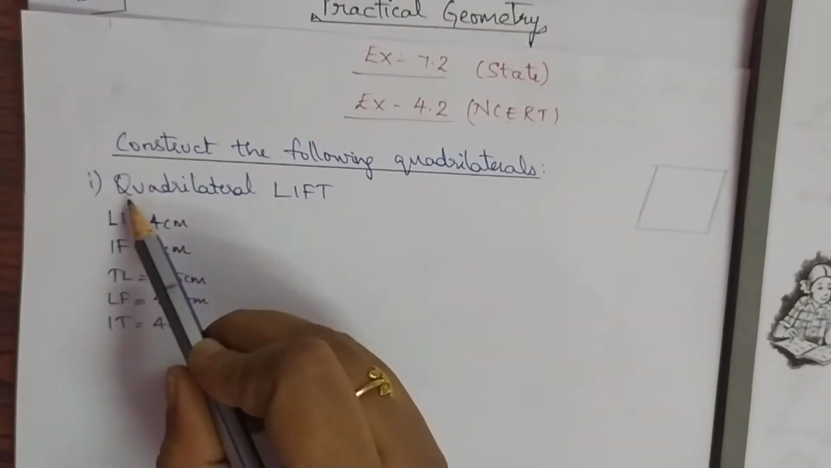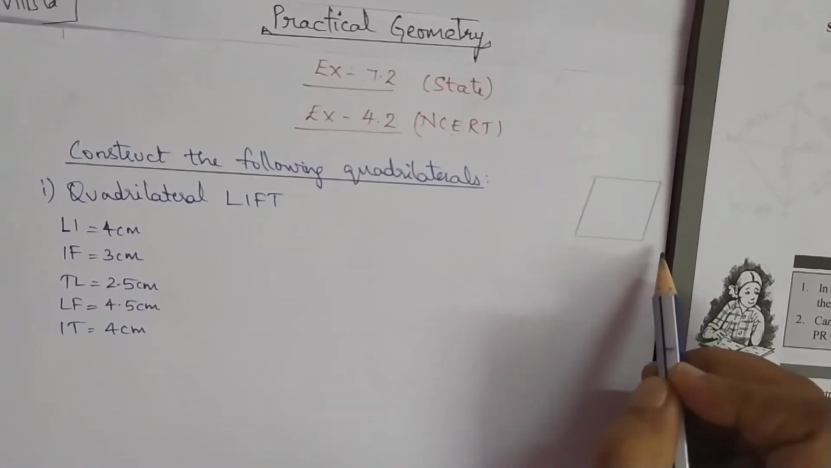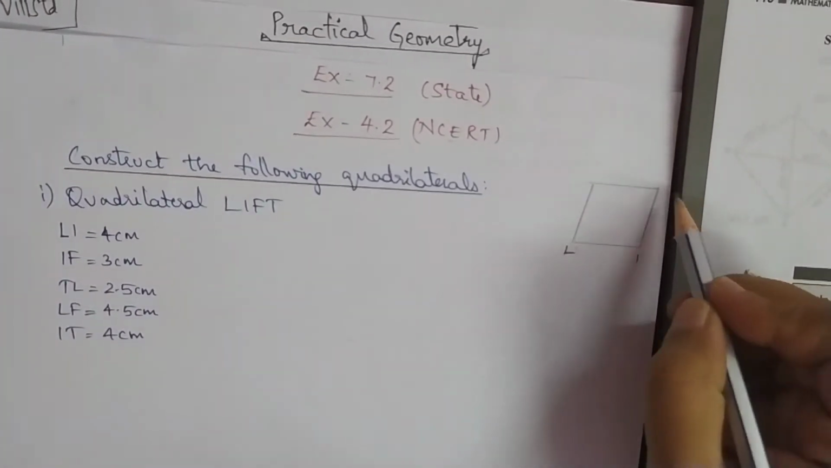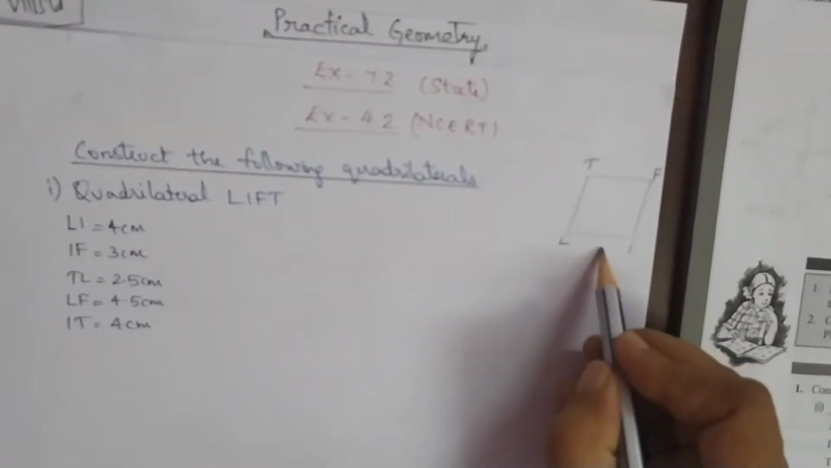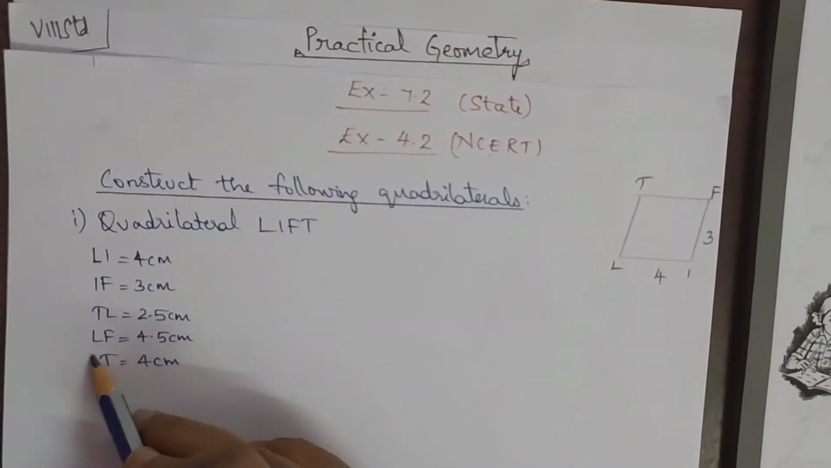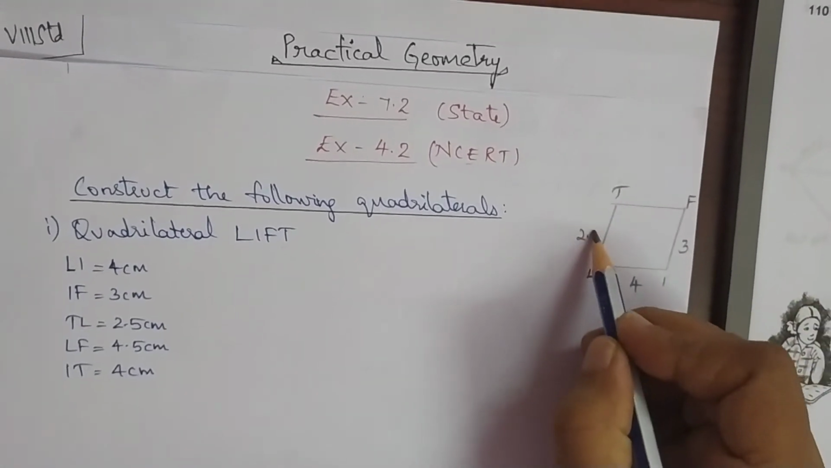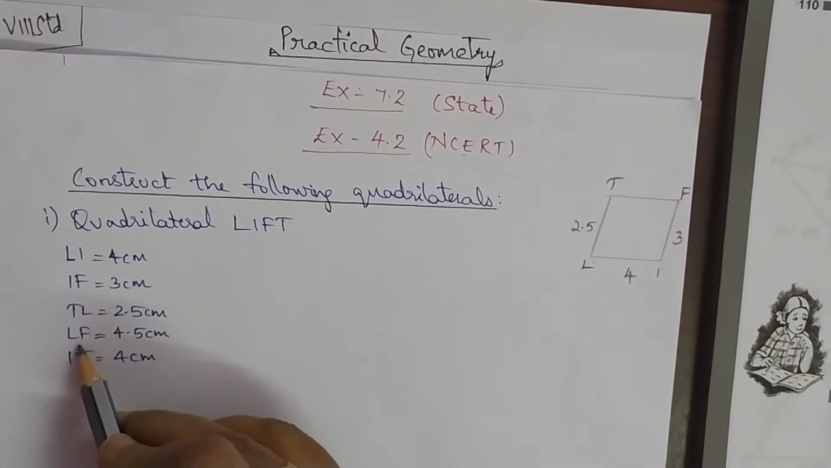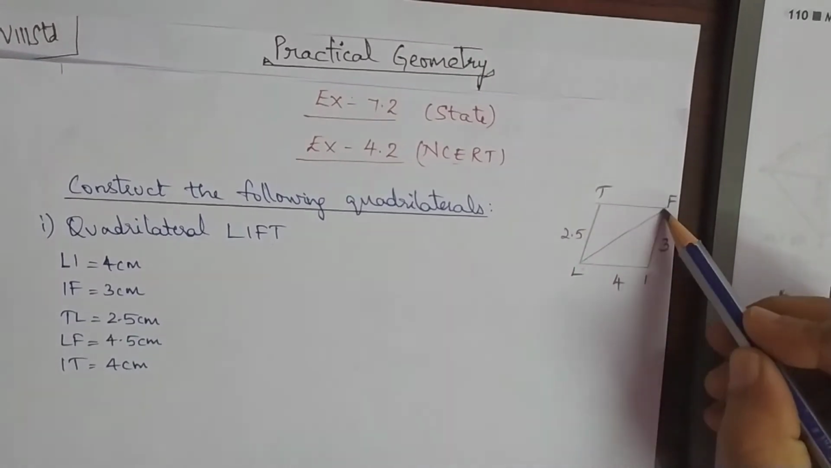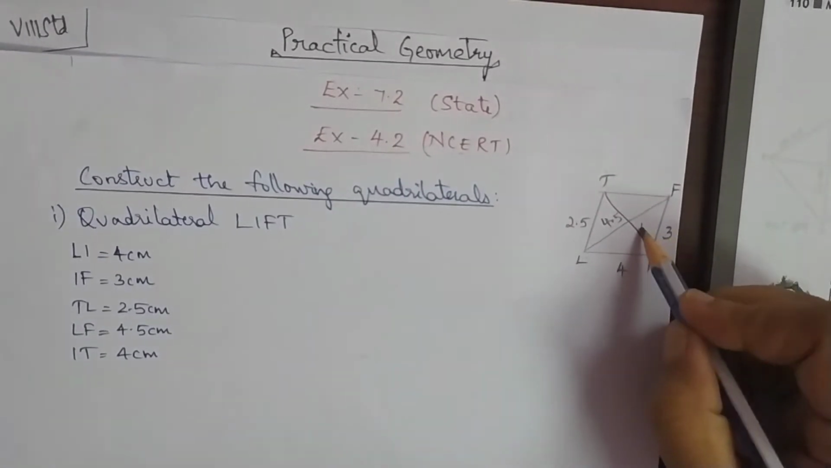As usual, let us start with quadrilateral LIFT. We are going to draw a rough diagram of a quadrilateral and name it LIFT, L-I-F-T. LI is given as 4 centimeters, IF is 3 centimeters, FT is not given, TL is 2.5 centimeters, LF, which is a diagonal, is 4.5, and IT, which is another diagonal, is 4 centimeters.